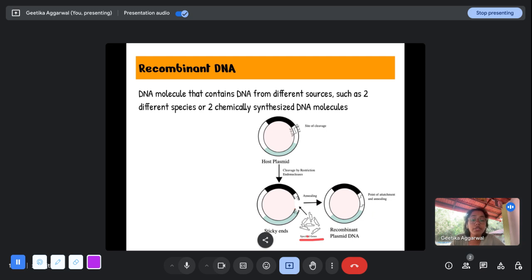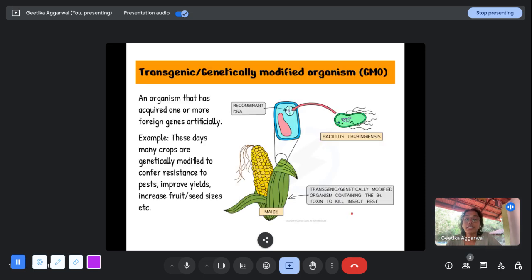And now this obviously becomes a recombinant plasmid DNA because it has DNA from two different sources. This is from the organism from where you harvested the plasmid. So this is the host plasmid from the organism from which you got it, and this portion is the target gene which comes from some other organism altogether. So basically, DNA is coming from two different sources. That's why it's called recombinant DNA. I hope that is clear.